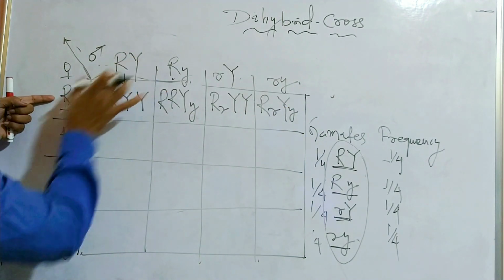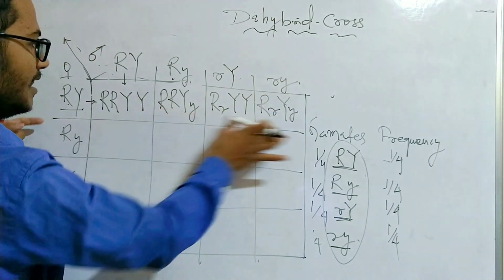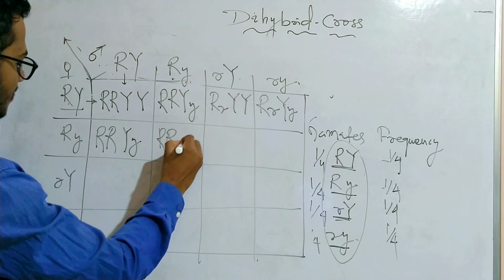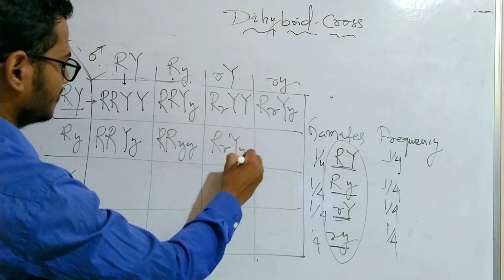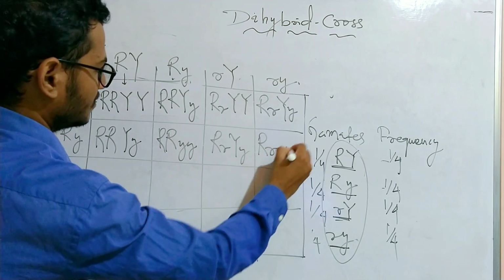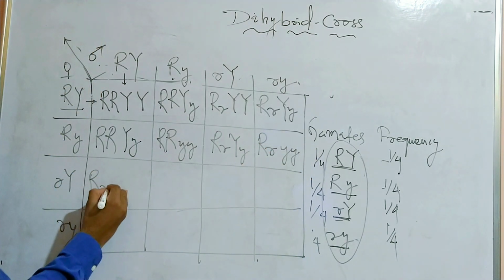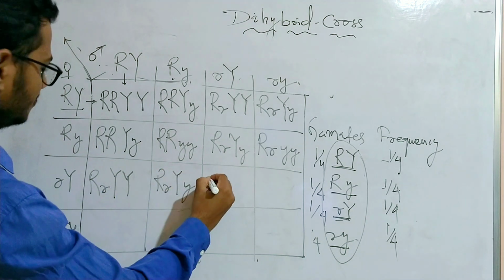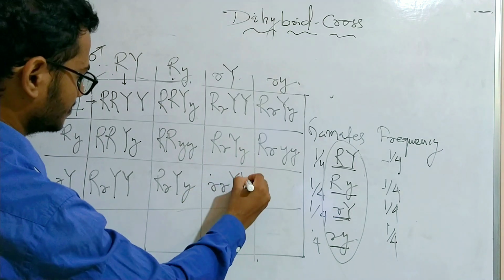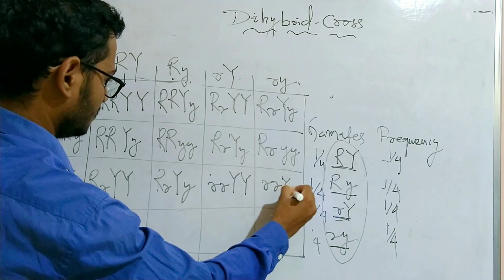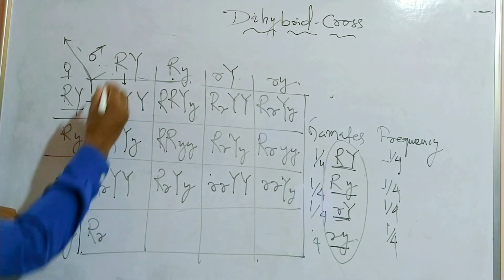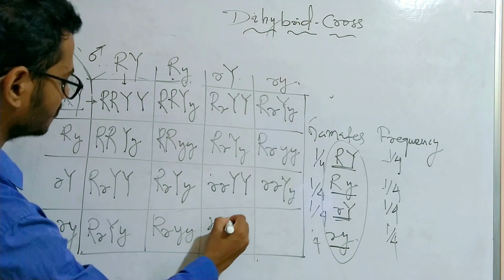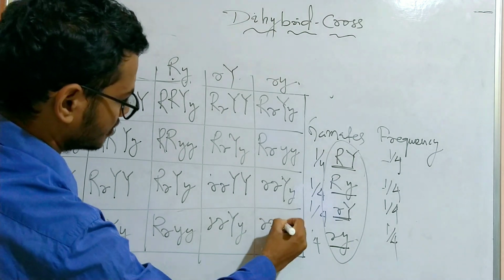By fusion of this gamete with this gamete, this with this, then with this, then with this, we will have these products. Likewise here we'll have capital R capital R capital Y small y, capital R capital R small y small y. Likewise we can easily fill these squares by looking at the two different gametes and how they fuse to give us different types of plants. Here it will be capital R small r capital Y small y, capital R small r small y small y, small r small r capital Y small y, small r small r small y small y.